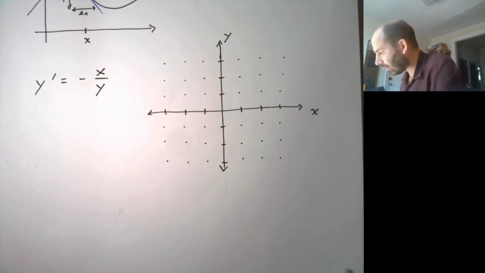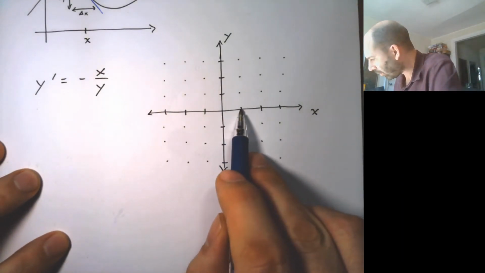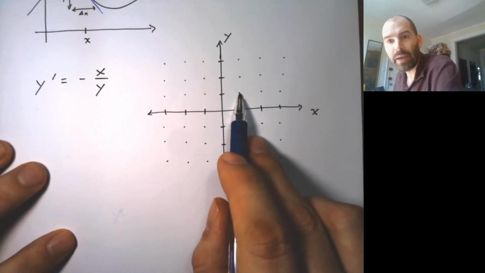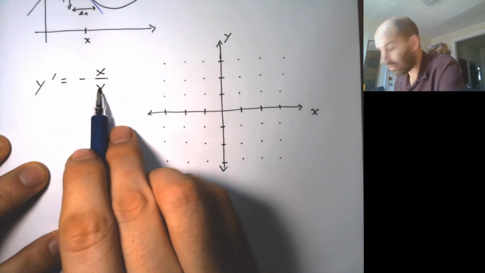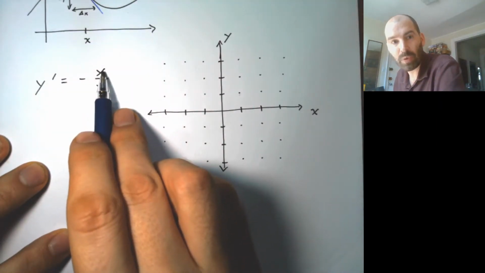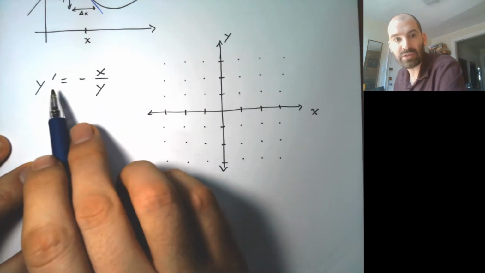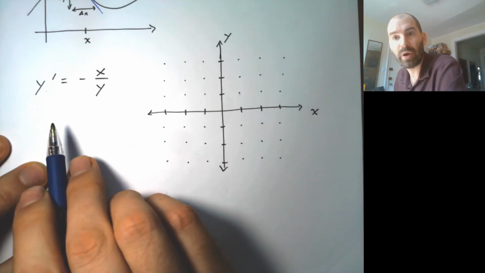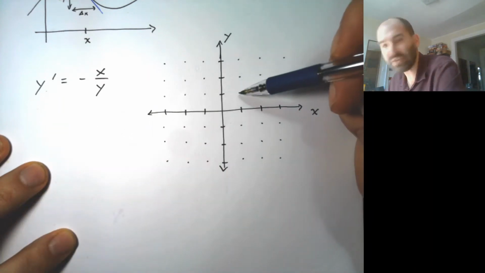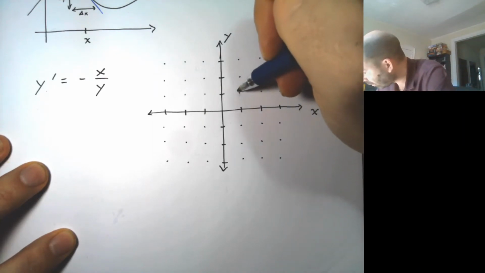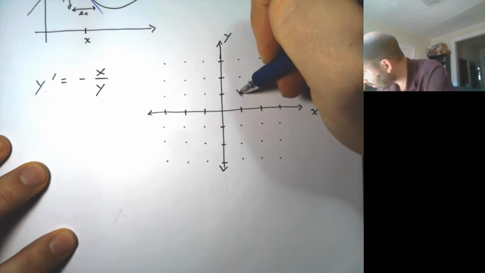So let's go over to this point here, 1, 1. Now at 1, 1, x is 1 and y is 1. So we can just plug those in. When x is 1 and y is 1, this quantity is -1. So therefore, y prime is -1. So if the solution happens to go through this point, we know that it's going to have slope -1. So I'm going to draw a little line with slope -1 there, just like that.